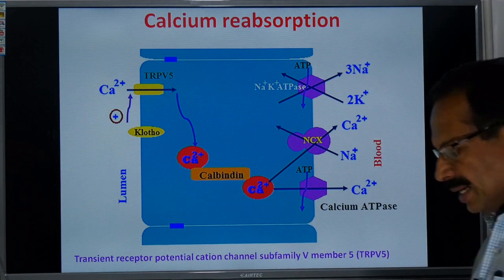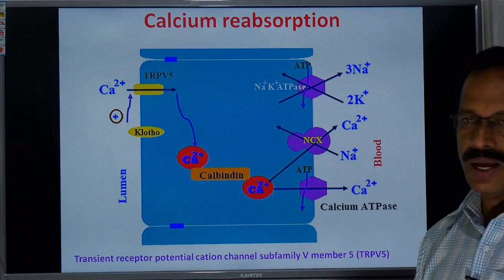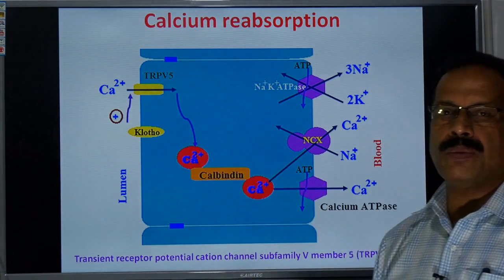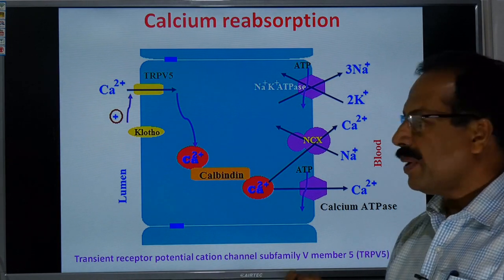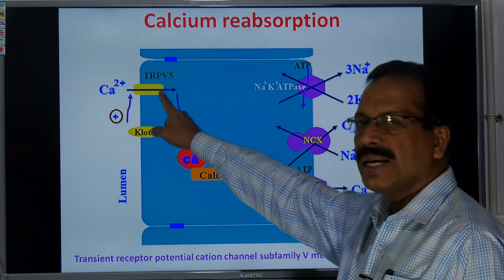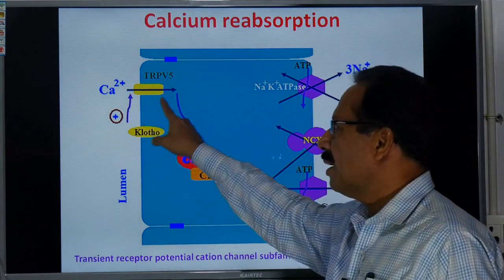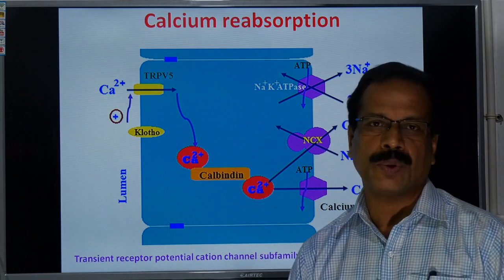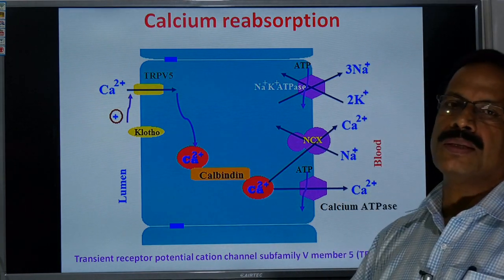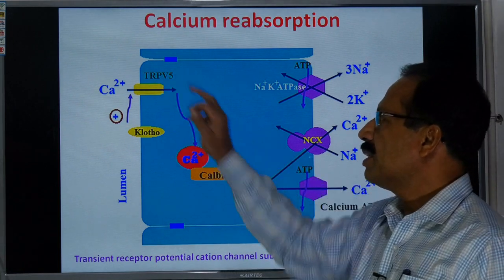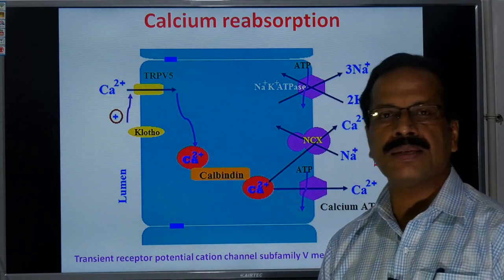And there is another channel called TRPV5 at the apical site. This is also controlled by the parathyroid hormone. When the parathyroid hormone is there, the transcription of this channel increases. As you know, this channel is a protein channel, and more protein will be produced when parathyroid hormone is present in the blood and it enters the kidney. So more of this TRPV5 protein is secreted.